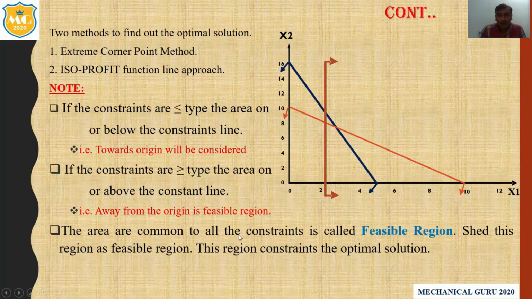The area common to all the constraints is called the feasible region. This is the feasible region, and this region contains the optimal solution. So this is the feasible region, the common area for all the constraints. The next step, we have to find out the coordinates, in the extreme corner point method. We will discuss this in the example. Okay, so this is the feasible region.